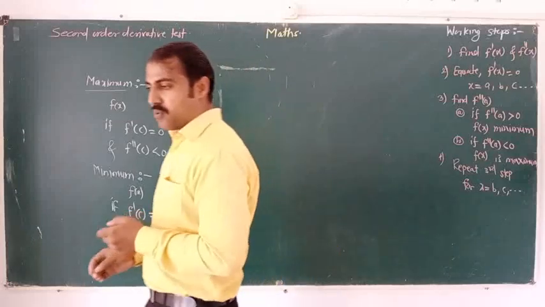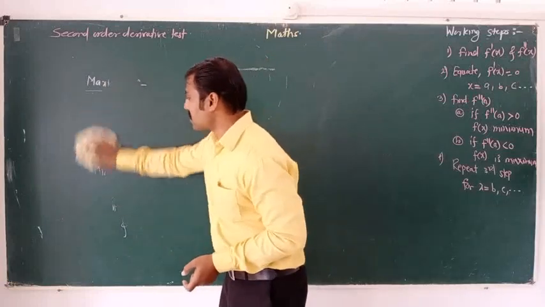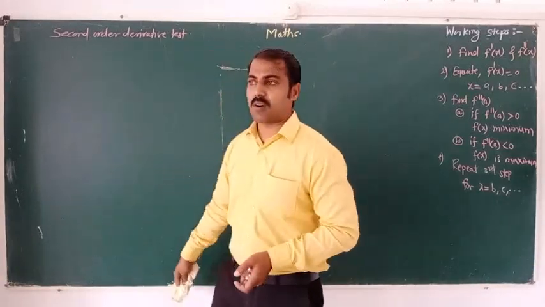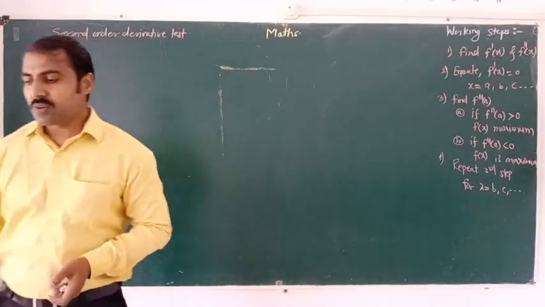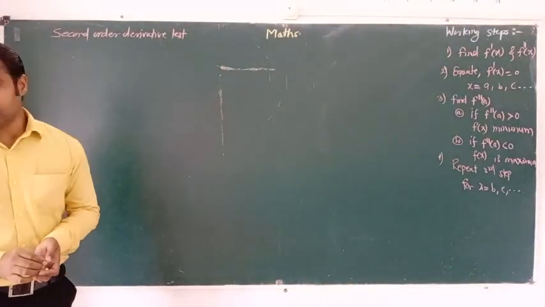In many question papers, a question is asked for 4 marks on the maximum and minimum value of a function. Today we are going to discuss some word problems, some examples on the maximum value and minimum value of a function. Here is our first example.